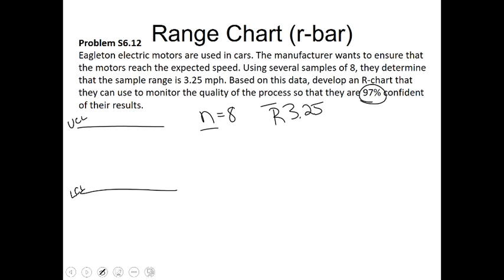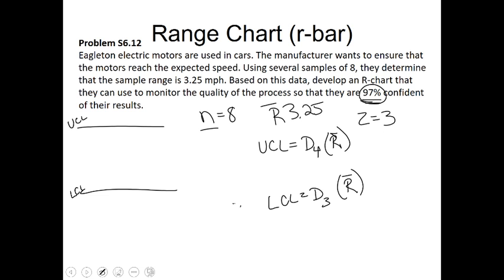Now I want you to start to see these other things, because when you see 97% confident, that translates to a Z of 3. So if you see either one of these, Z of 3 or 97, then the Z is 3. So let's put together our little problem here. I'm going to write down the formula. Upper control limit is D4, so I've got to go to the table and get the value, times R bar. And the lower control limit is D3 times R bar.